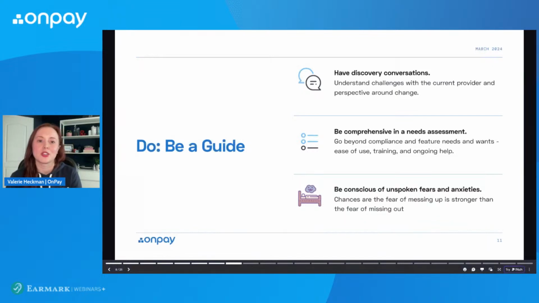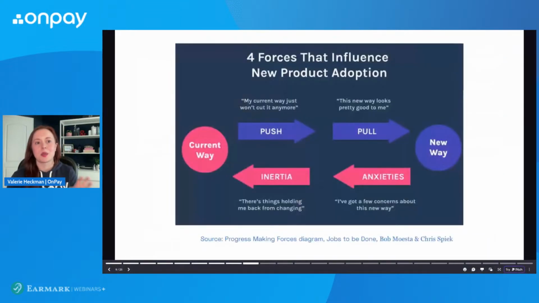When I think about switching software, I always think about this progress-making forces diagram. This is something that I've seen show up in a lot of different sales books and books around software and product development. If you're not familiar with it, it's really around the forces that drive adoption and what's going to push and pull folks to a new solution and what is going to push and pull, bringing them back through inertia and anxiety to the old way of doing it.